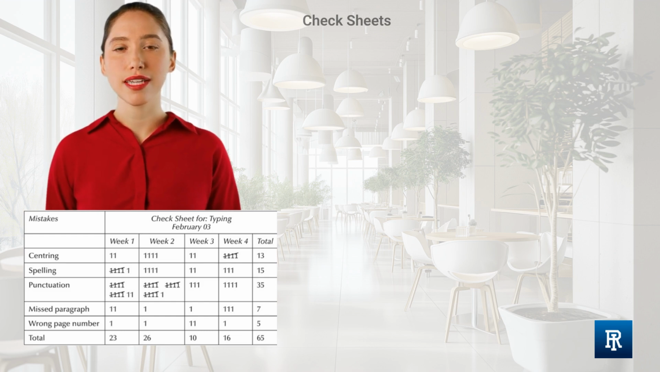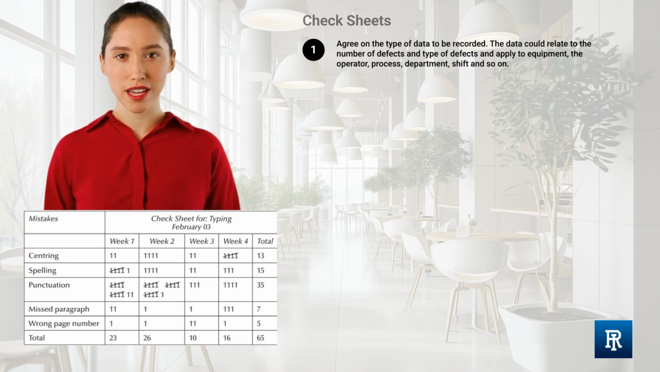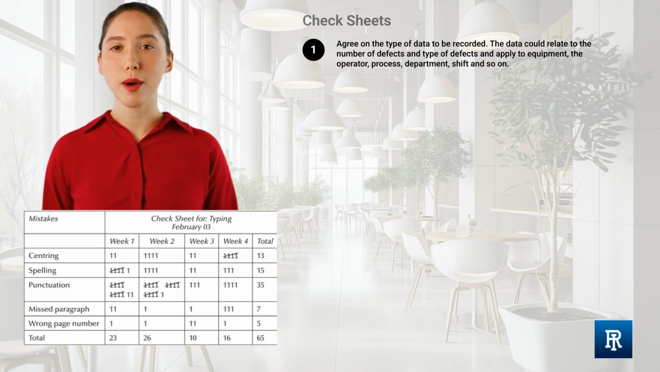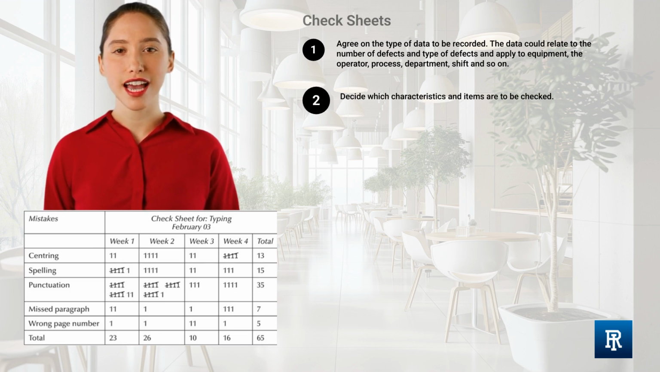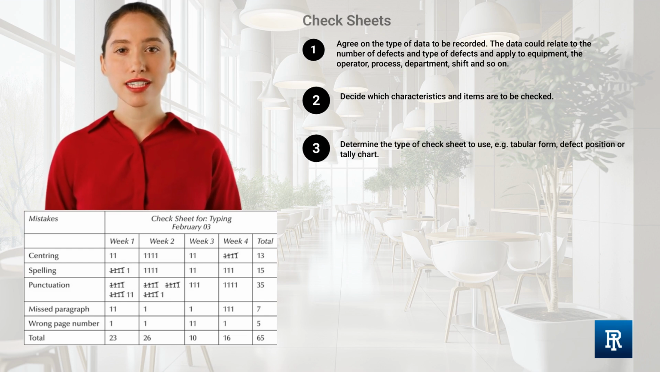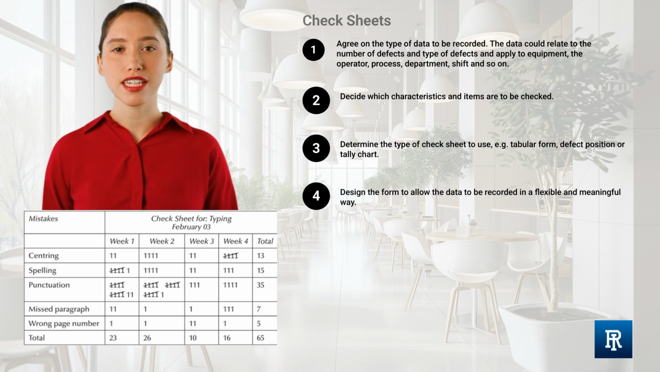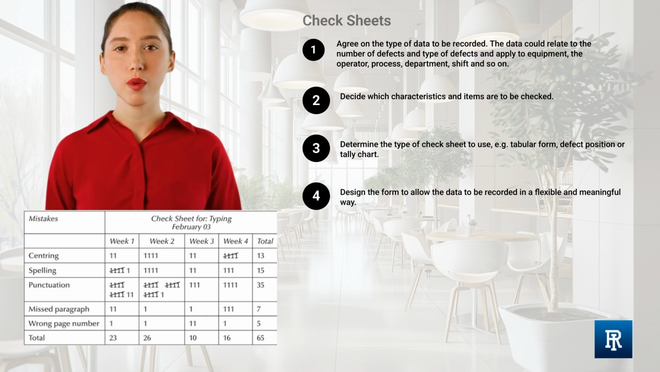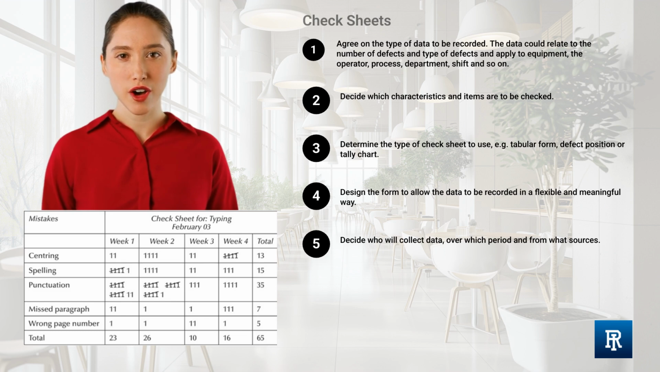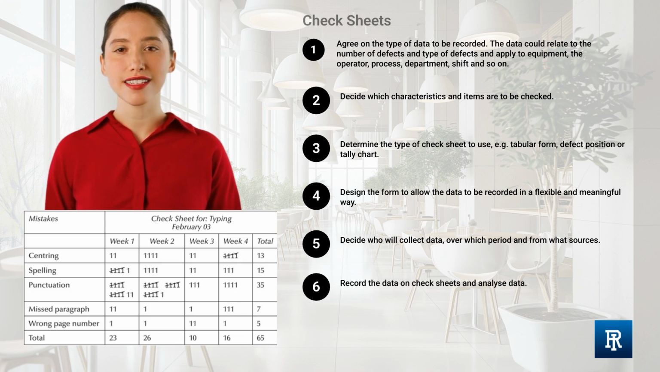The following are the basic steps in developing check sheets. Agree on the type of data to be recorded. The data could relate to the number of defects and type of defects and apply to equipment, the operator, process, department, shift, and so on. Decide which characteristics and items are to be checked. Determine the type of check sheet to use, for example, tabular form, defect position, or tally chart. Design the form to allow the data to be recorded in a flexible and meaningful way. Decide who will collect data, over which period, and from what sources. Record the data on check sheets and analyze data.